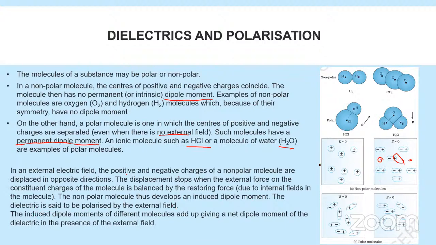So this material can be a dielectric, and the dipole moment that is being induced is due to an external field, where E is not equal to 0, that means an external field is being applied. The induced dipole moments of different molecules can add up to give you the net dipole moment of the dielectric in the presence of an external field. So this is how a non-polar molecule can develop a net dipole moment in the presence of an external field.